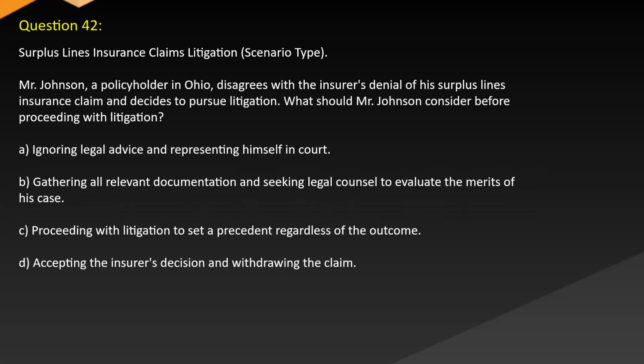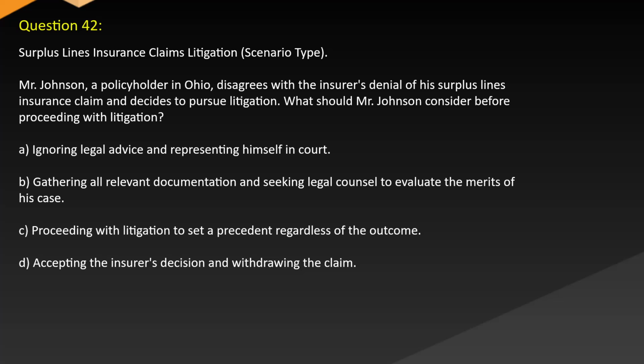3901.33. Question 42. Surplus lines insurance claims litigation scenario type. Mr. Johnson, a policyholder in Ohio, disagrees with the insurer's denial of his surplus lines insurance claim and decides to pursue litigation. What should Mr. Johnson consider before proceeding with litigation? A. Ignoring legal advice and representing himself in court. B. Gathering all relevant documentation and seeking legal counsel to evaluate the merits of his case.